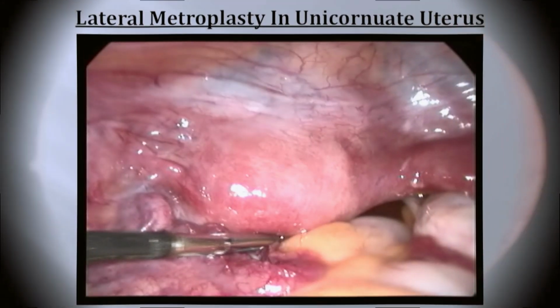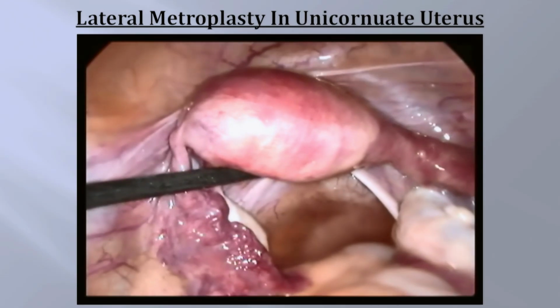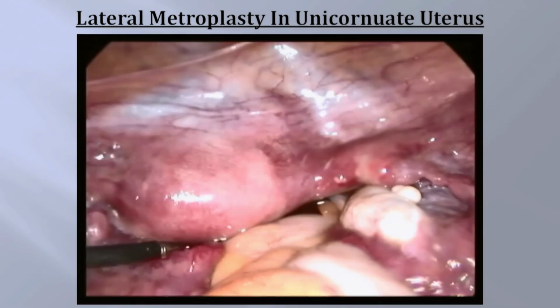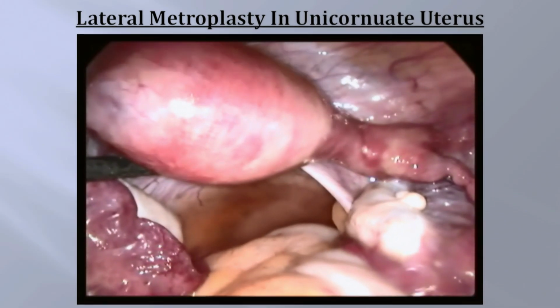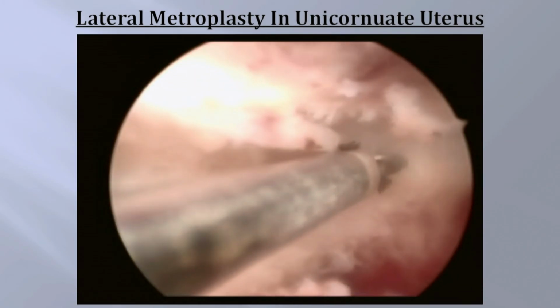Now moving on to another video. This is lateral metroplasty in unicornuate uterus. We started doing lateral metroplasties in unicornuate uterus just to increase the cavity space, so that at least a couple of weeks can be added to that pregnancy. So the same procedure is being performed here.